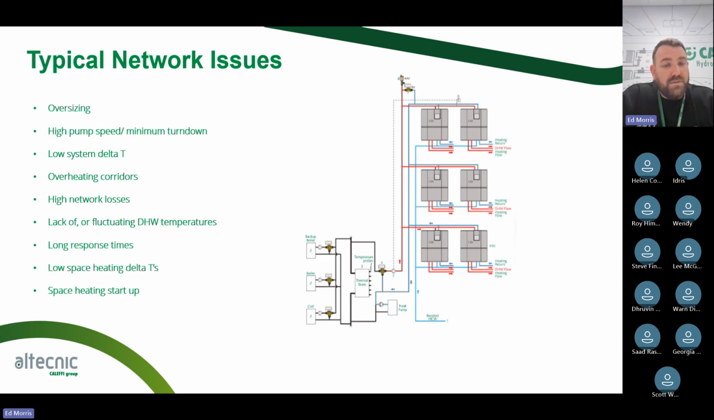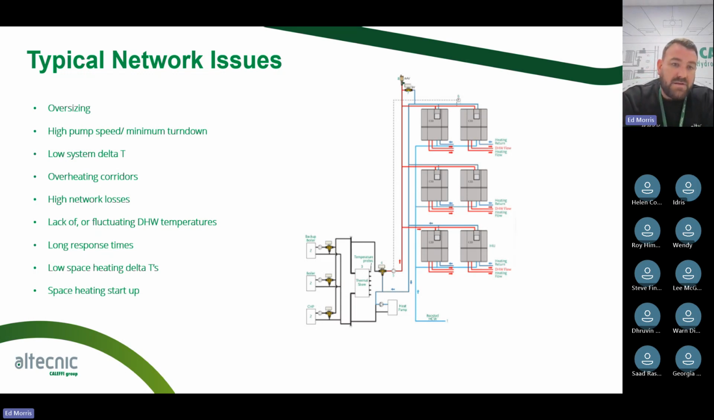Lack of or fluctuating domestic hot water temperatures is a key thing, something that we hear a lot from end users when they come through to our technical line: we're having issues with hot water, whether it be delivering no hot water, a lack of hot water, or low temperatures. That's always a big issue. Long response times, not necessarily unique to district heating, heat networks or HIUs, but what we mean by long response times is when you initially turn that hot water tap on, the amount of time that you have to wait for that hot water to be delivered to your outlet. So, how can we look at reducing those? Low space heating delta Ts, again, if we're not balancing the space heating and radiant circuit properly, we're still affecting the delta Ts, which in turn is going to have a knock-on effect onto the heat network.